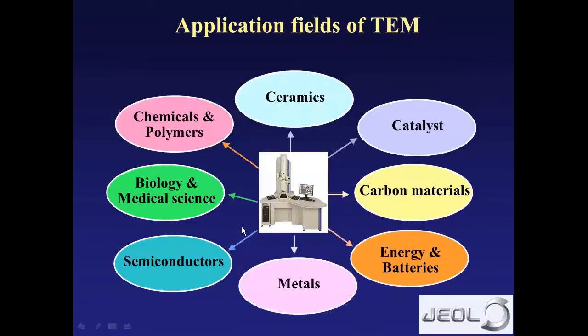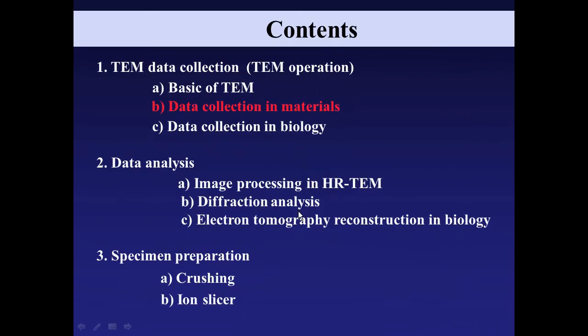Okay, like this, the electron microscope is applicable for many kinds of application fields, such as ceramics, catalysis, carbon material, energy and battery material, and metal, semiconductors, biology and medical science, and also chemical and polymer sciences. So today I'd like to introduce some examples of application data. Now I'd like to introduce examples of material science.